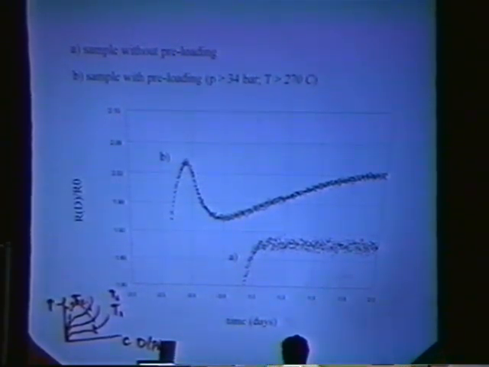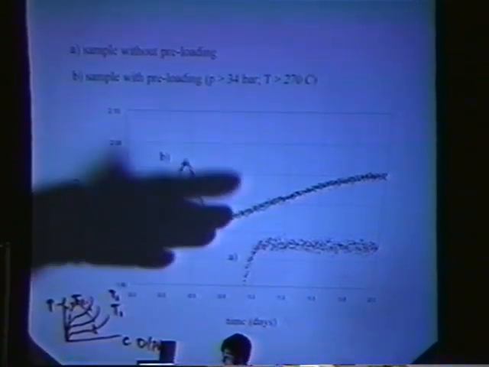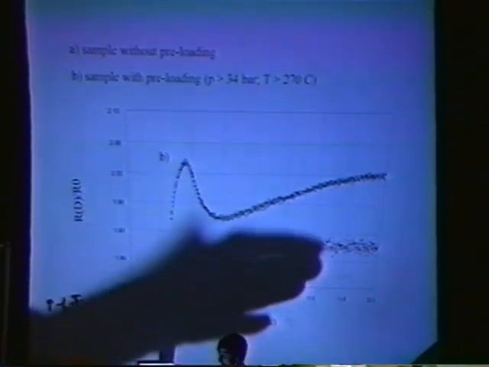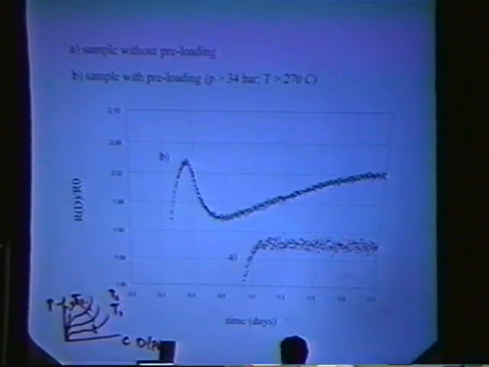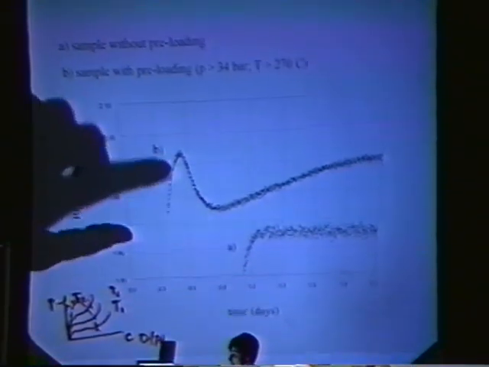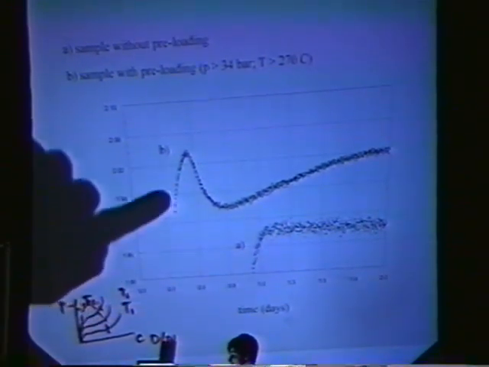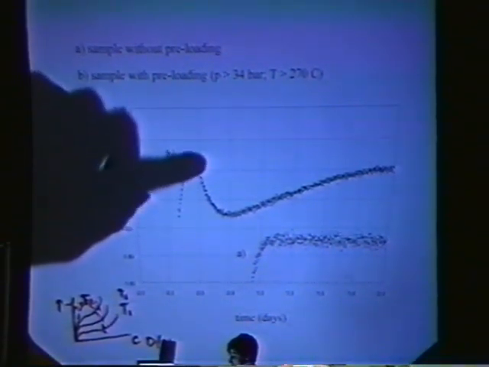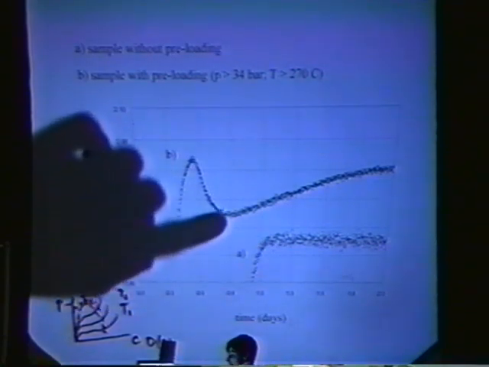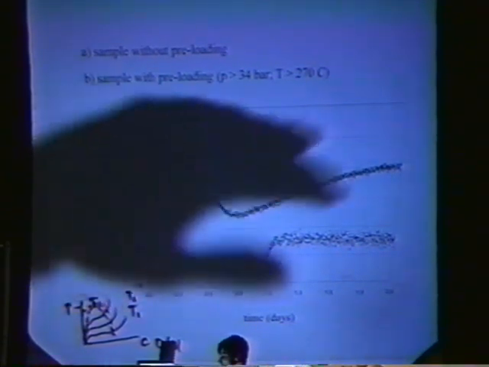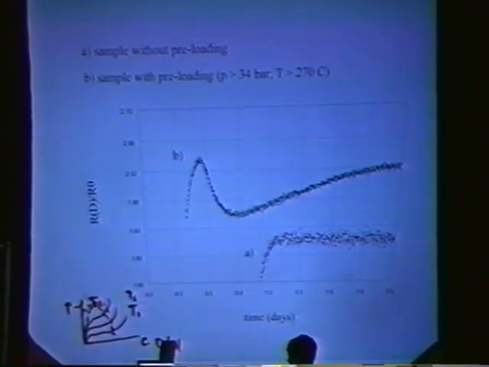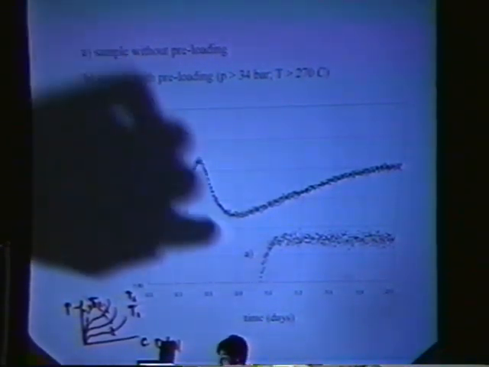The difference between the loadings is not so high, it's not so important, because in this case we obtain something like 0.8, and in the other 0.7. That is not the point. The point is the different dynamic that we obtain in this sample. Here, we go over the maximum of the R over R zero curve, then go to a minimum, and then the sample loses the excess of deuterium again. So something is happening inside the sample. This is the meaning of this behavior.